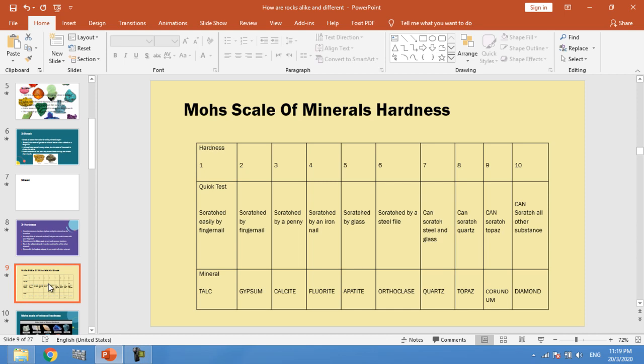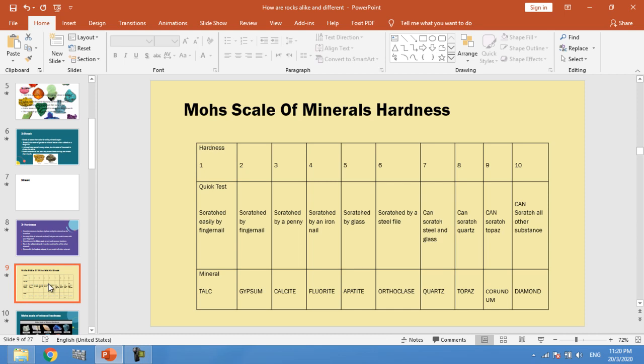What is steel? It is a complex of iron and other minerals. It's stronger than iron, and we use it for different productions. Okay, and it can scratch orthoclase. Number 7, quartz. Quartz can scratch steel and glass, so it is harder than steel and glass. And starting from number 7, the minerals can scratch other minerals and objects.